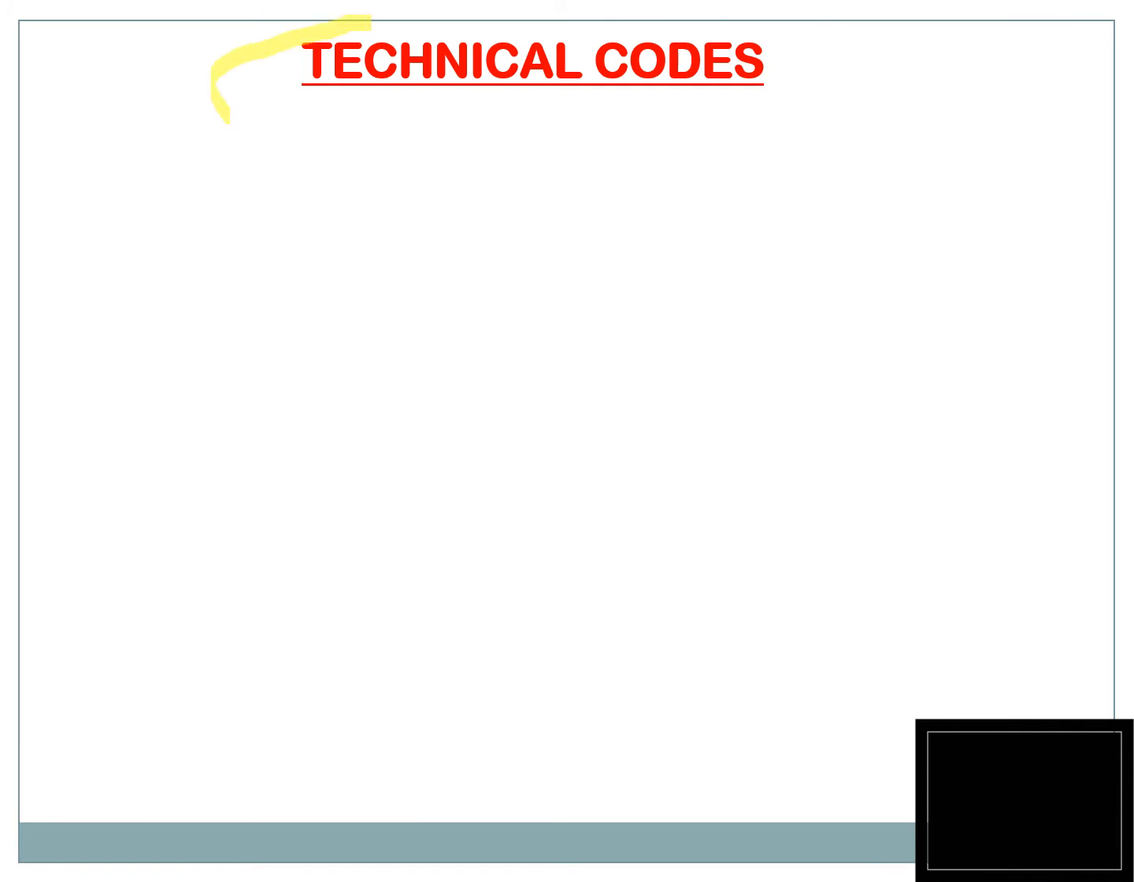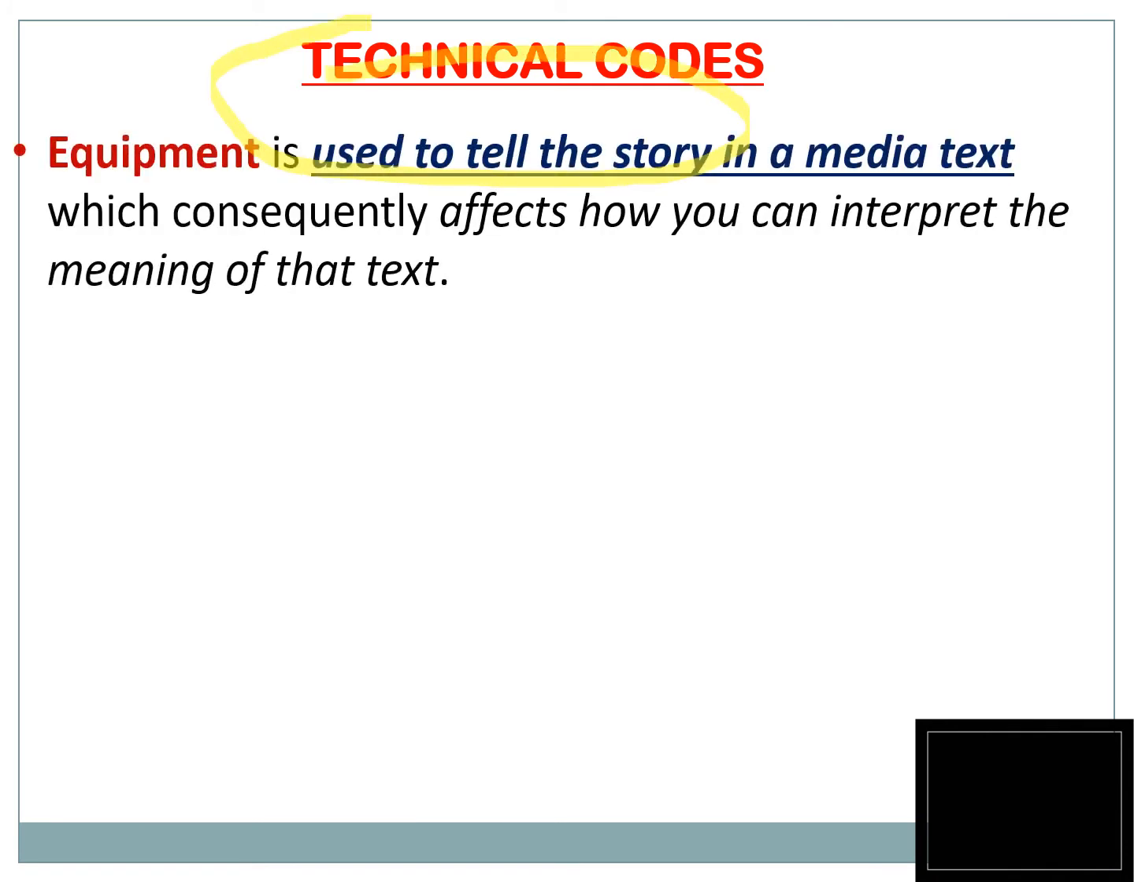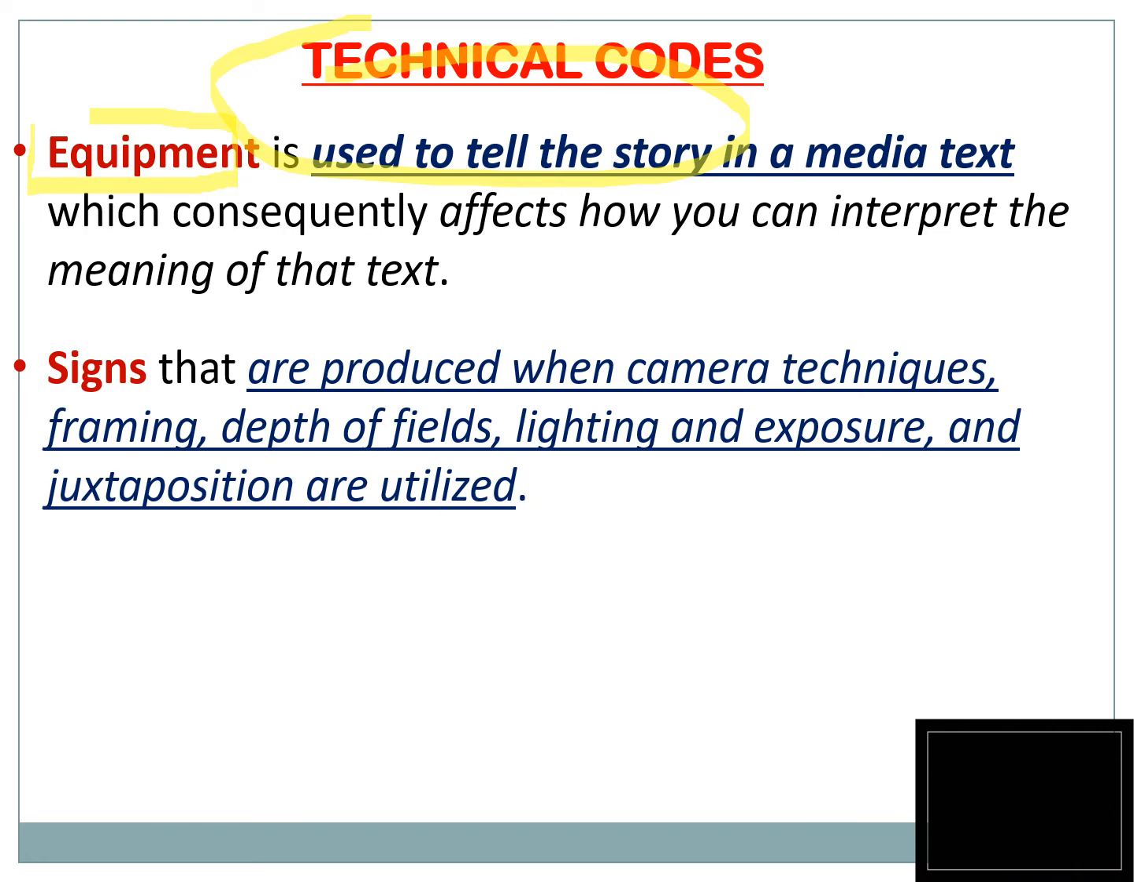So, let us discuss the technical codes. So, equipment is used to tell the story in a media text, which consequently affects how you can interpret the meaning of that text. So, dito pa lang, 'di ba, pinapakita na napakalaki yung impact ni technical codes upang mapaganda yung interpretation ng message sa bawat isa sa atin. Signs that are produced when camera techniques, framing, depth of fields, lighting, and exposure and juxtaposition are utilized. So these are the examples of technical codes.